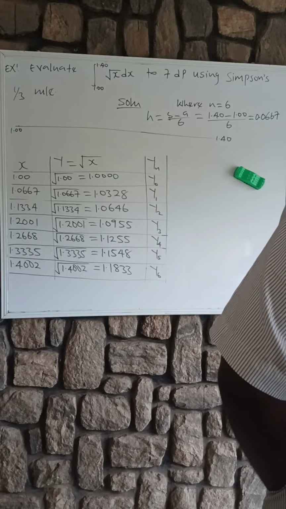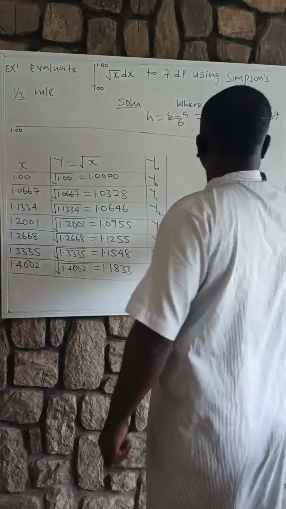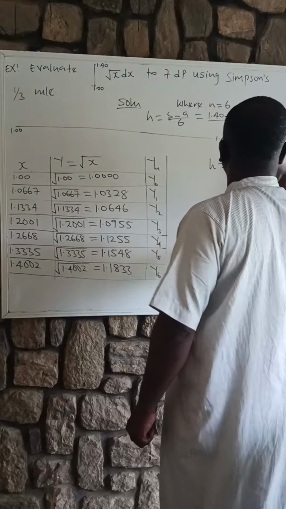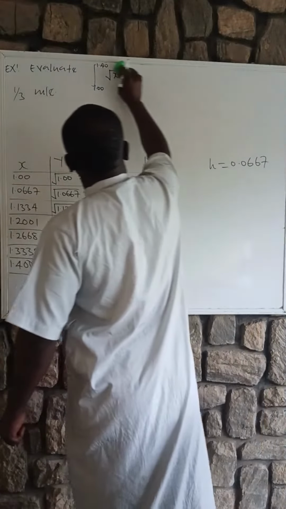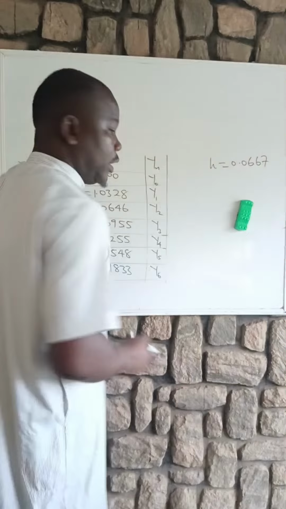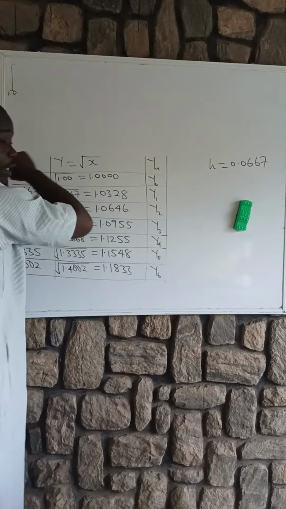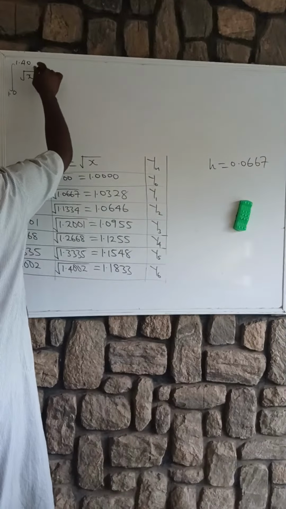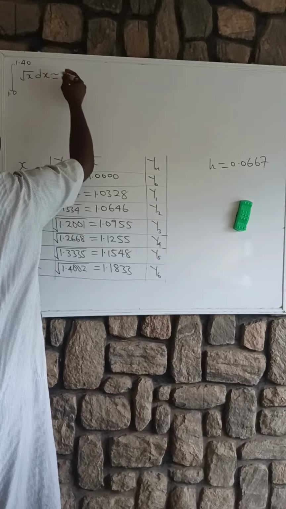So what we need to do, our h is 0.0667. Then it means our integral here will now be from 1.0 to 1.40 of square root of x dx, which is equal to, sometimes you will see an approximate sign, no problem.